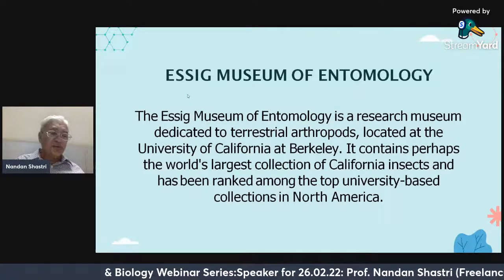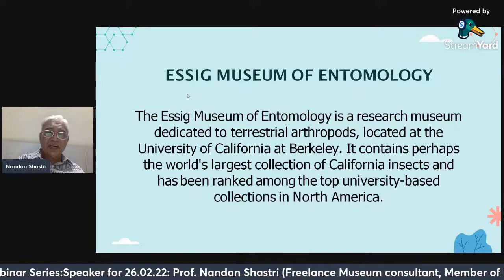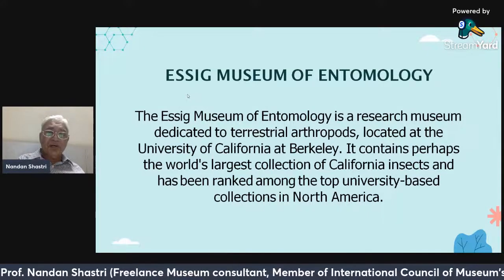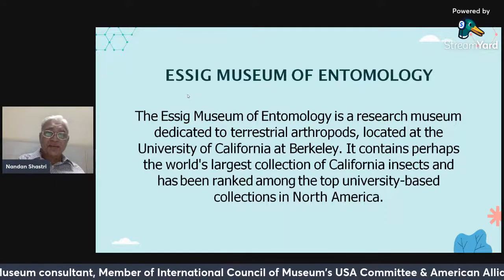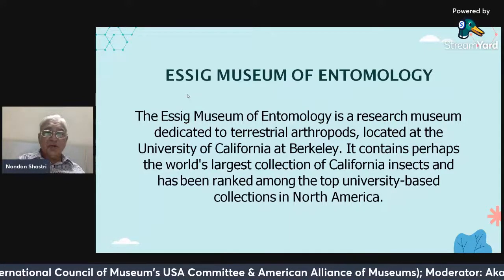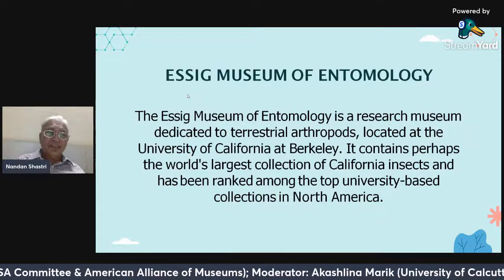The Essig Museum of Entomology is a research museum dedicated to terrestrial arthropods located at the University of California at Berkeley. It contains perhaps the world's largest collection of California insects and has been ranked among the top university based collections in North America. Next slide, please.